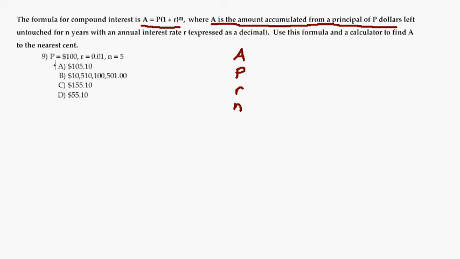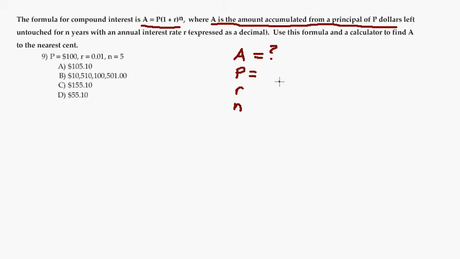This is problem number 9 on a practice test. P equals 100, R equals 0.01, and n equals 5. So they're kind of helping us out here. A is what we don't know. We don't know how much is accumulated. This is what we're trying to determine.